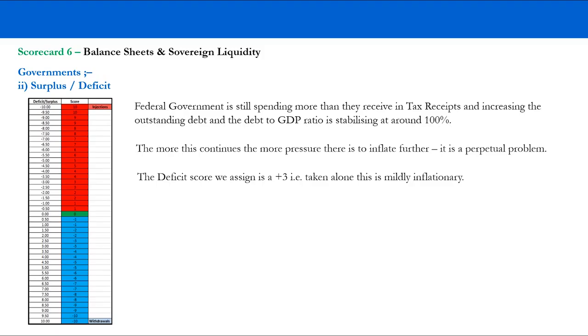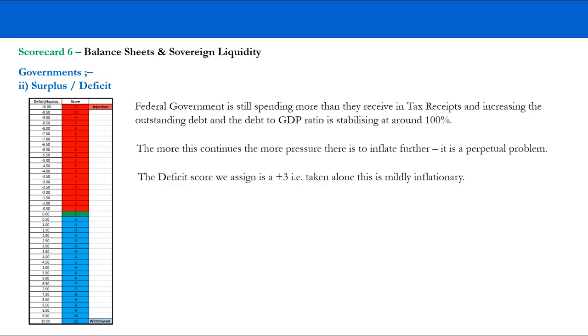The problem is the more this continues, the more pressure there is to inflate further. So as we know, it's a perpetual problem. On our scorecard, the deficit score we assign with the minus 2.7% is around a score of 3. So if we take this alone, this is mildly inflationary. But taken together, you can obviously begin to appreciate now how we're overall scorecarding things in the endogenous analysis.